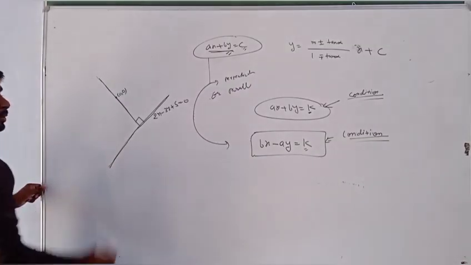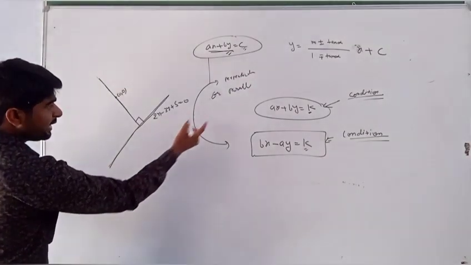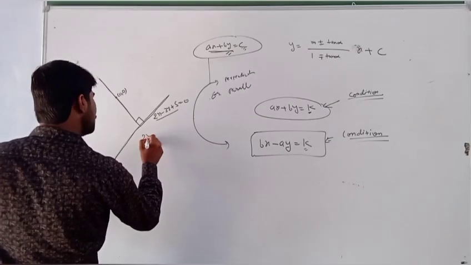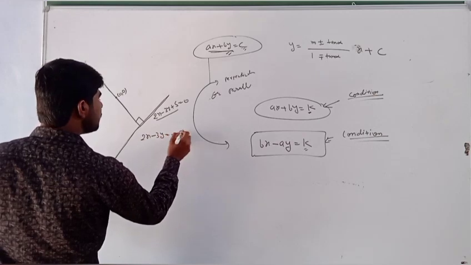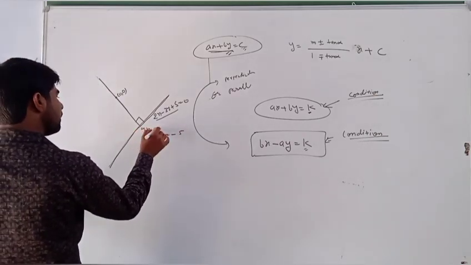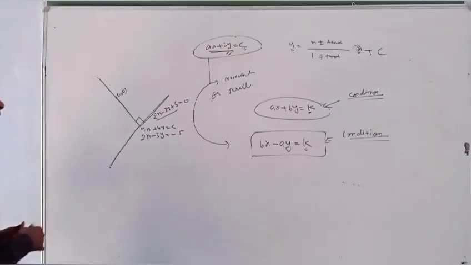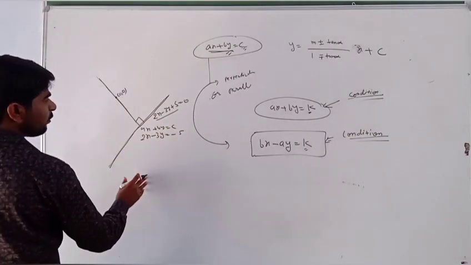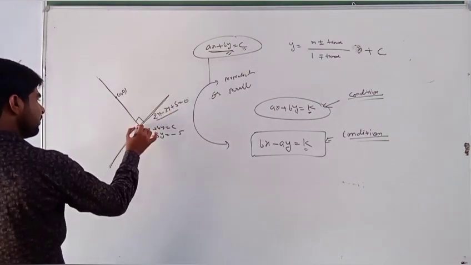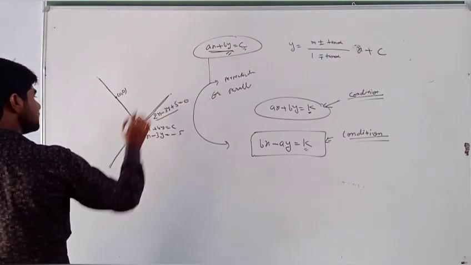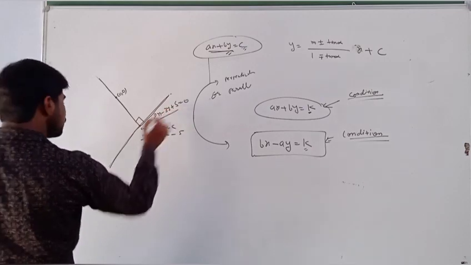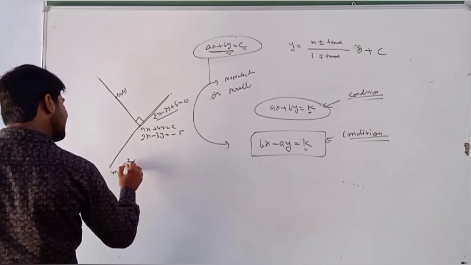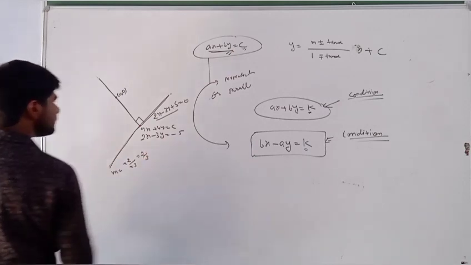So if you do it directly by the trick or formula, 2x minus 3y is equal to minus 5. Ax plus by equals c. This is the equation of a line in general form. So if we see by the basic method, this line has a slope of m equals minus 2 upon minus 3, that is 2/3.